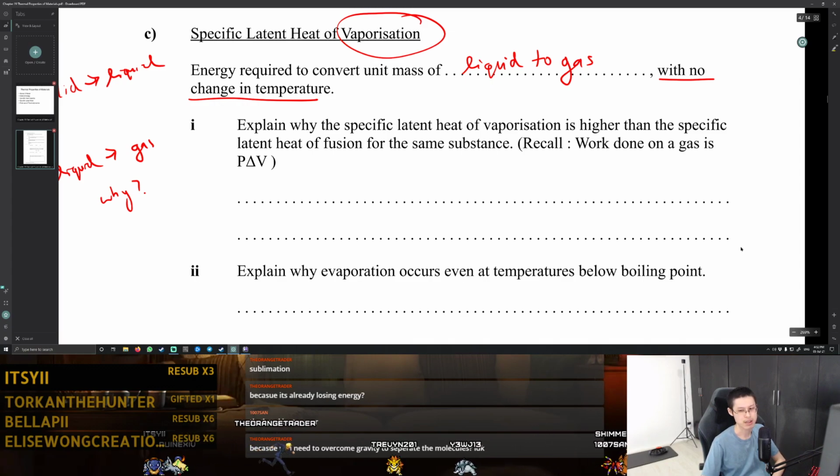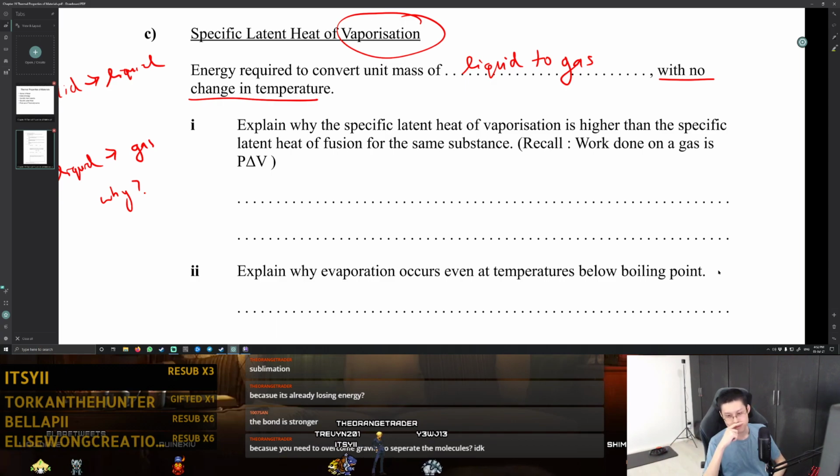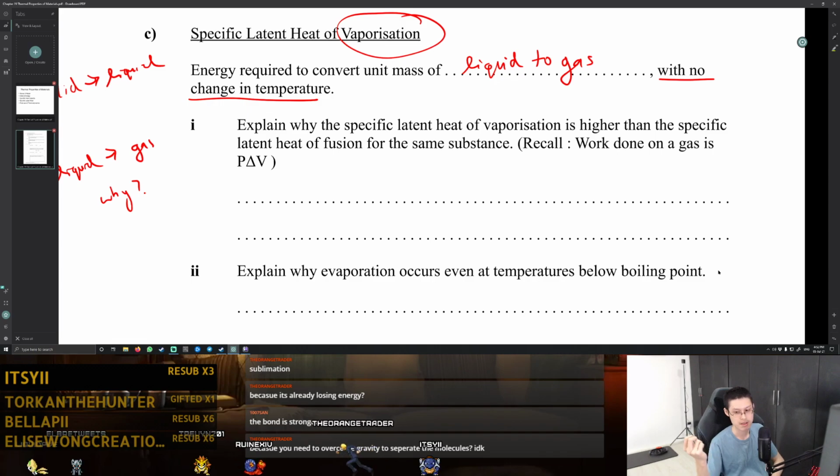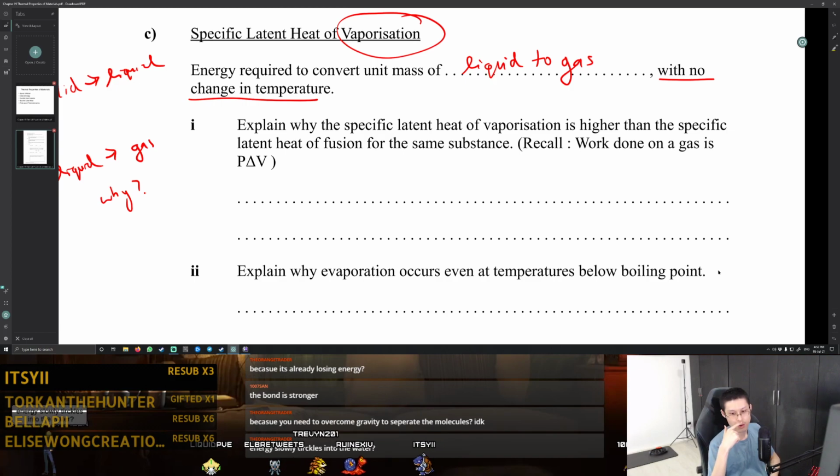Why do you think that is? Even at, say, room temperature, you still get water evaporating, right? You don't have to boil the water for it to evaporate. So why is it evaporating even though we are not supplying energy to the water molecules? Why do you think that is? Energy slowly trickles into the water.